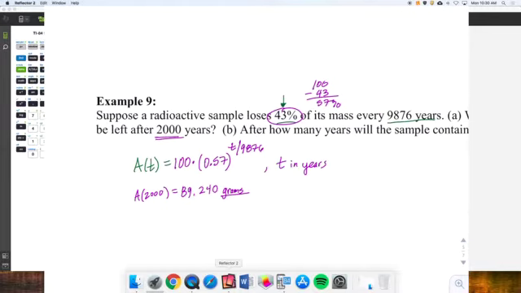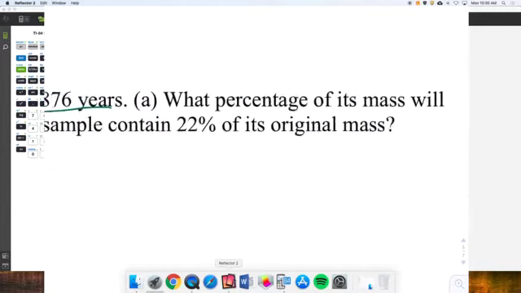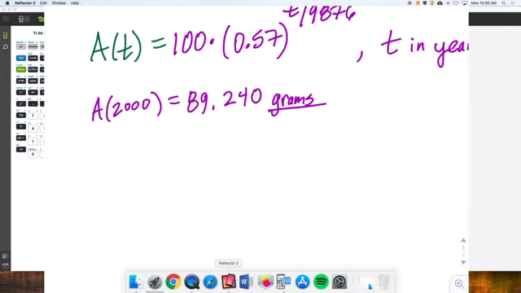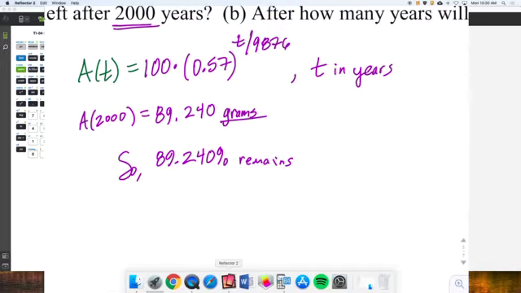No, we got to make sure we're answering the question being asked. It said what percentage is left. Well, if I started with 100 and now I have 89.240, what percentage is 89.240 of 100? Fantastic. So, some summative statement. Thus, consequently, ergo, therefore, whatever you want to write. So, 89.240% remains, and let's go ahead and make it a nice sentence, after 2,000 years.